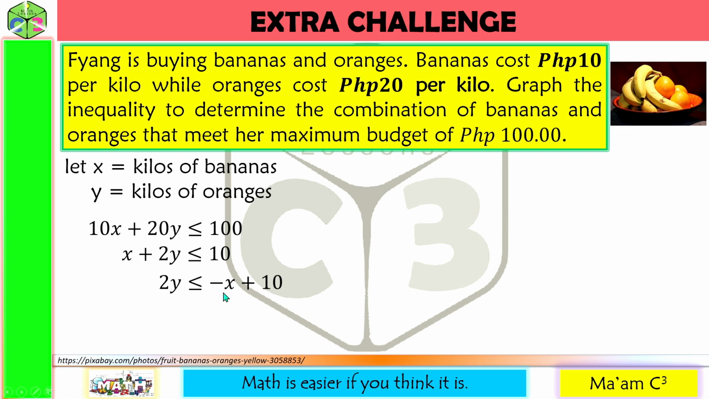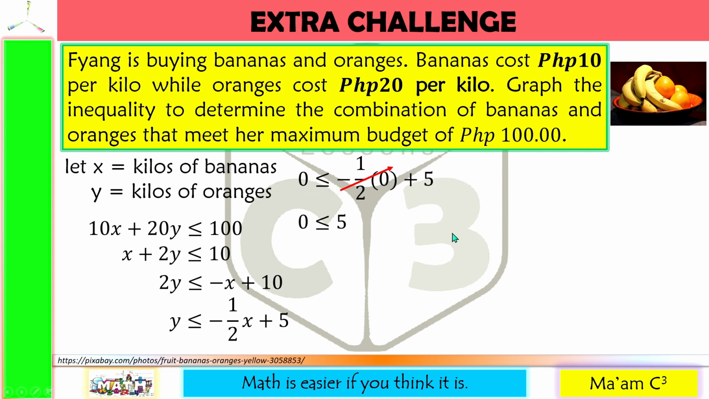Then we have here over 2, so negative 1/2 of x. And then 10 divided by 2 is 5. Next, we will make use of a test point and we will use 0, 0. We'll substitute 0 for y and 0 for x. Negative 1/2 times 0 will just be 0. So this will be 0 is less than or equal to 5. Is 0 less than or equal to 5? Yes, it is. 0 is less than 5.